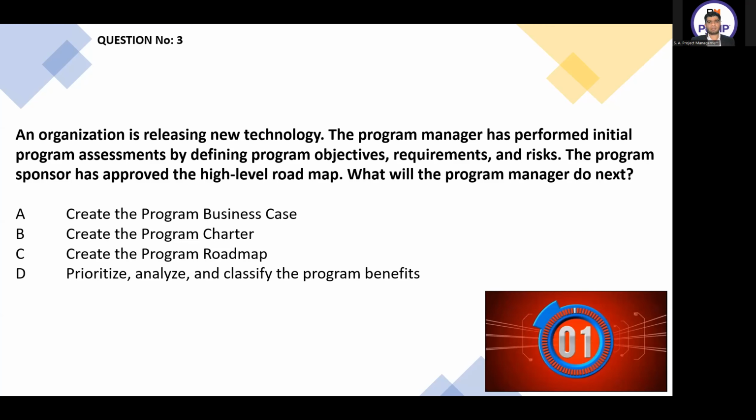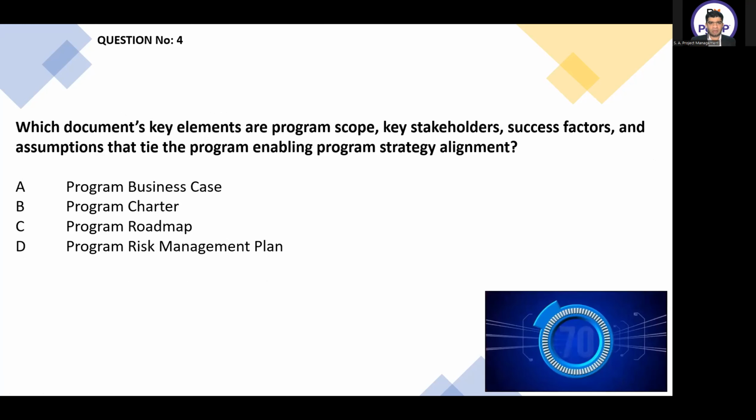Why will I not take roadmap? That's not the first activity in your program formulation, right? So I will not use that. Program charter, again, that's not the first activity that I will do in program formulation. So what is left out is only the business case. The catch is that program roadmap is altogether different from high-level roadmap. And the key word here is initial program assessment. When we start the program, I'm just trying to assess whether we can execute this program or not. So A would be the better choice. Very good. The answer here is A, and the detailed explanation is already given by Rajan. Very good. Next question.